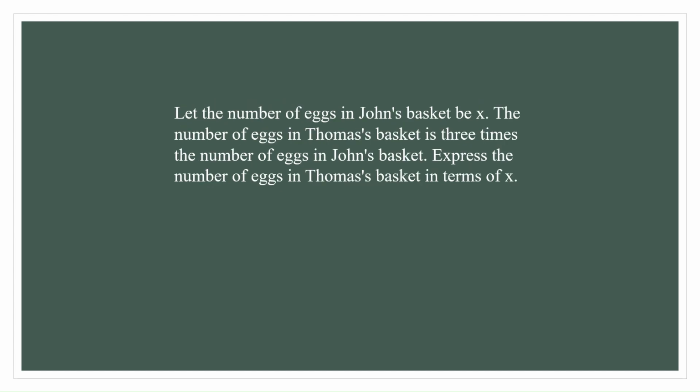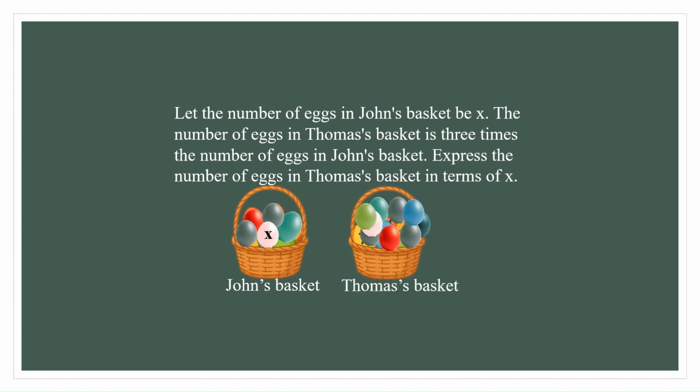Let the number of eggs in John's basket be X. The number of eggs in Thomas' basket is 3 times the number of eggs in John's basket. Express the number of eggs in Thomas' basket in terms of X. 3x is the correct answer.